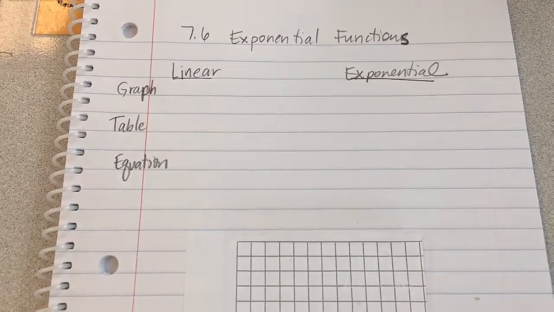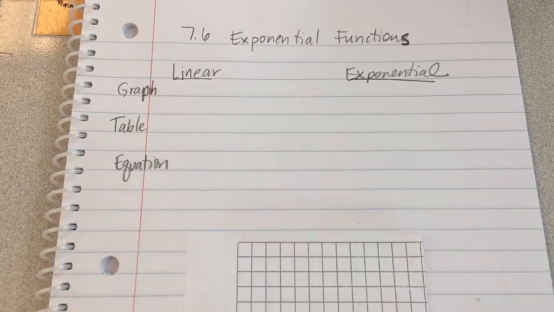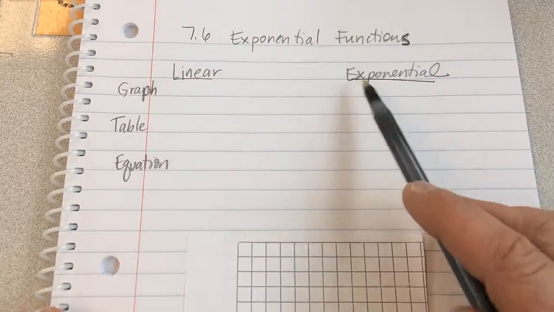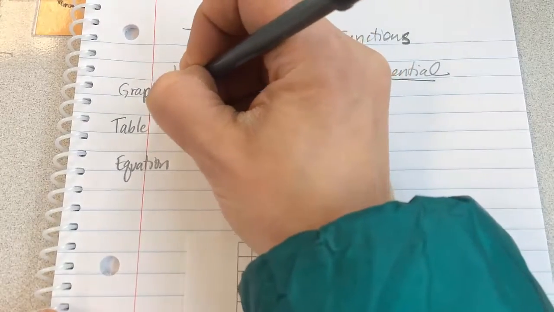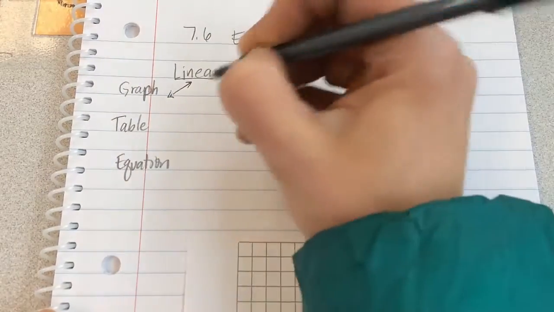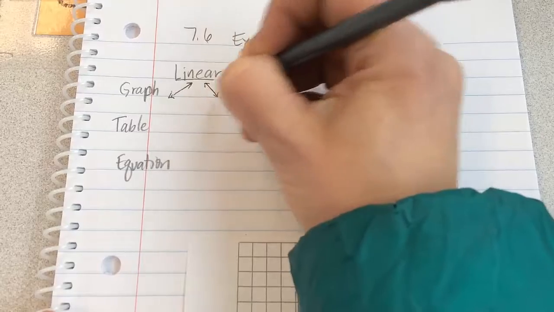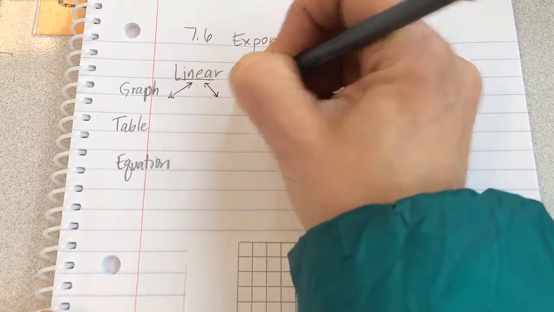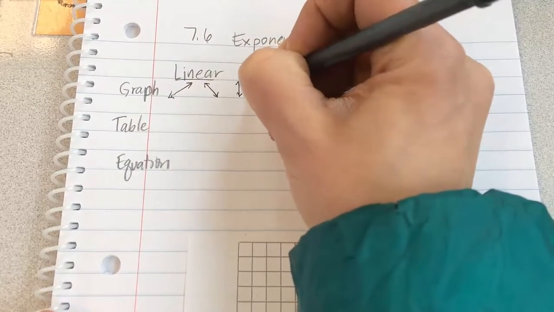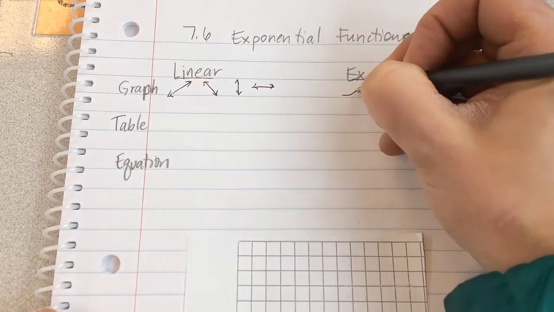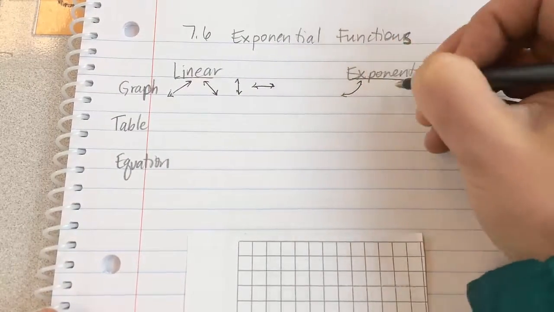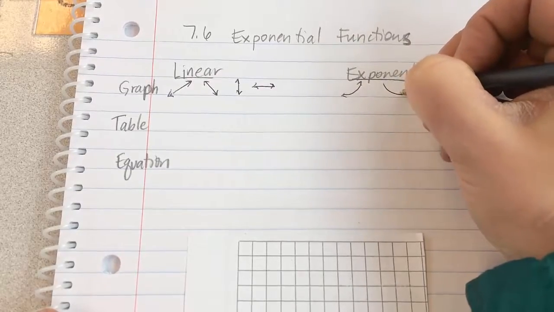Okay, first we're going to start with a recap of what we know about exponential functions versus linear functions. So linear functions, we know the graph can look like a line with positive slope, a line with negative slope, a vertical line, or a horizontal line. So that's undefined slope and zero slope. Exponential is either going to look like exponential growth or exponential decay.